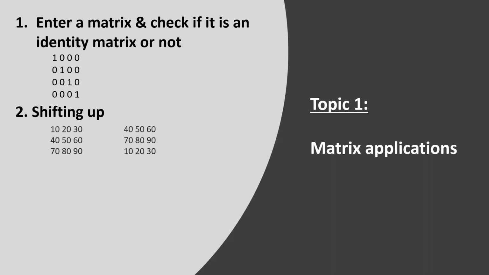So the next program is shifting up. So what is shifting up? You can see here 10, 20, 30, 40, 50, 60, 70, 80, 90. The left side one is the input matrix. And now you can see all the rows are being shifted one place up. The first row is now at the last position, but all the other rows are shifted one position up. So how do I write the program to solve this requirement?